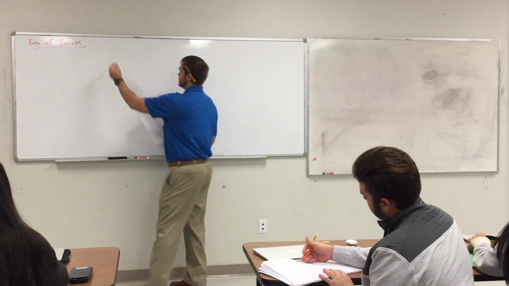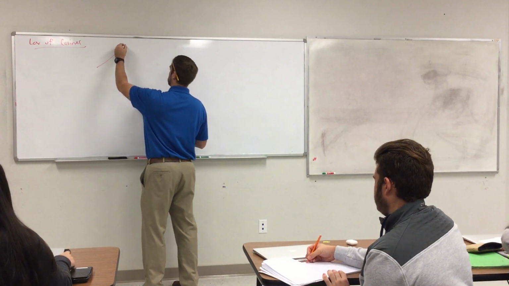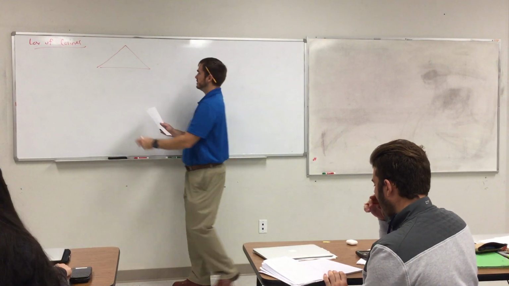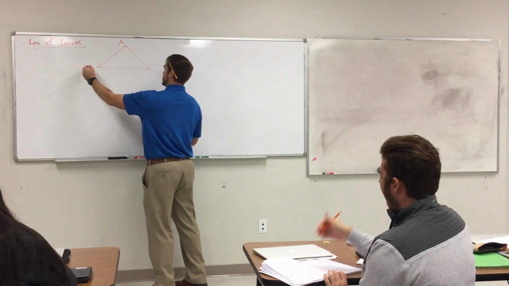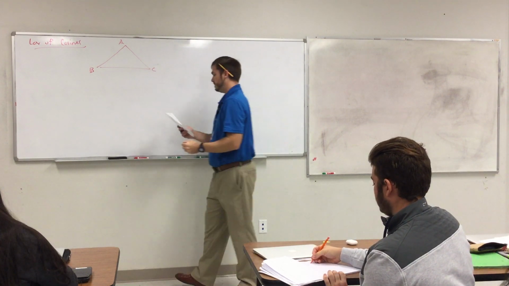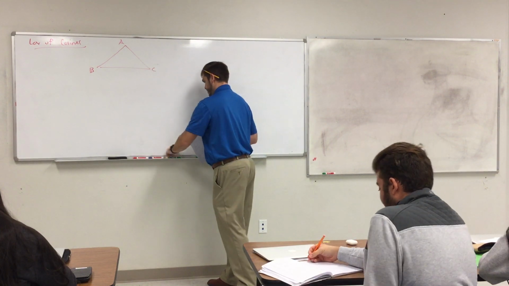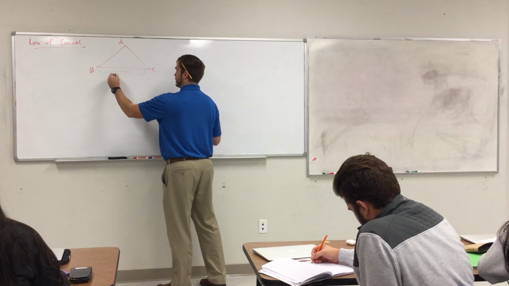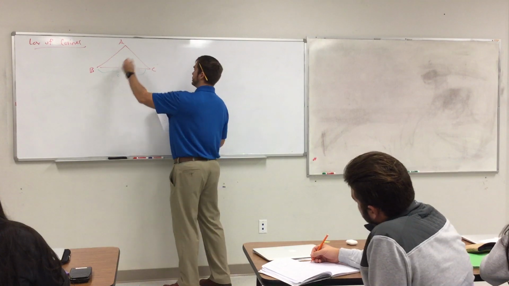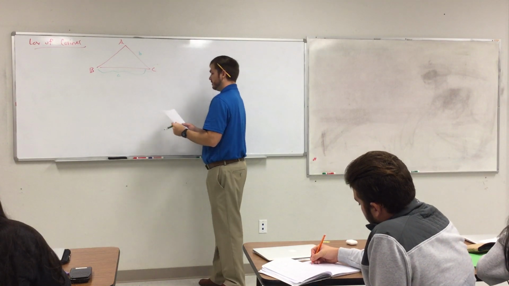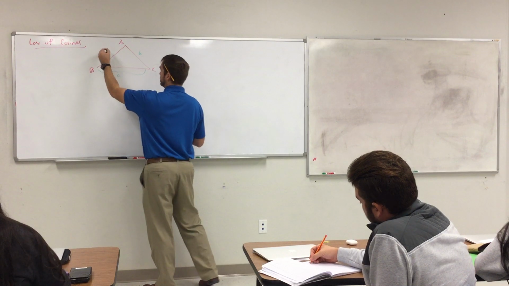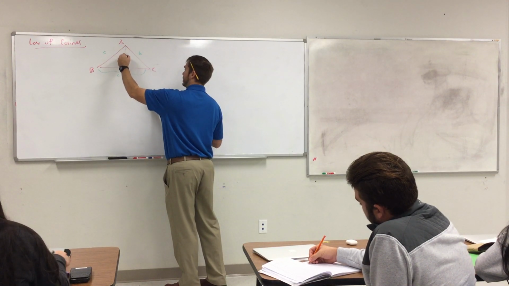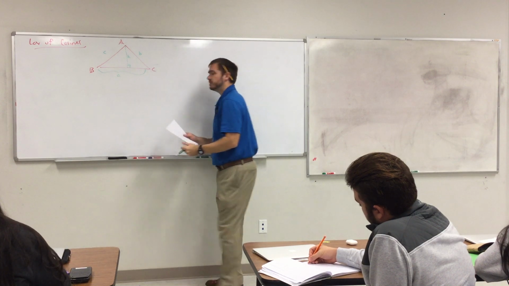So here is our triangle. Try not to make it isosceles. So A, B, and C. Across from the A, we've got little a. Across from the B, we've got little b. Across from the C, we've got little c. And we'll draw a height perpendicular right there.